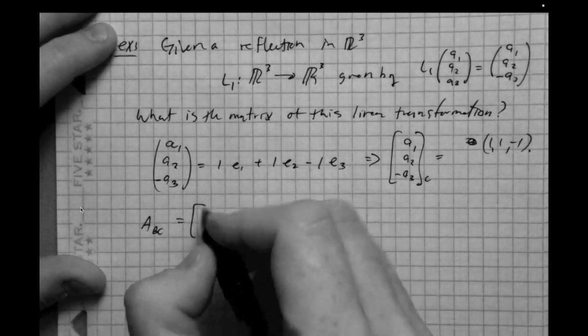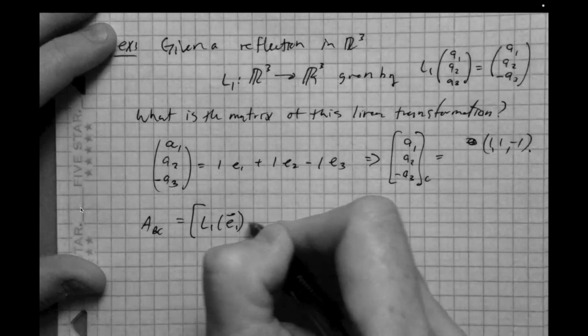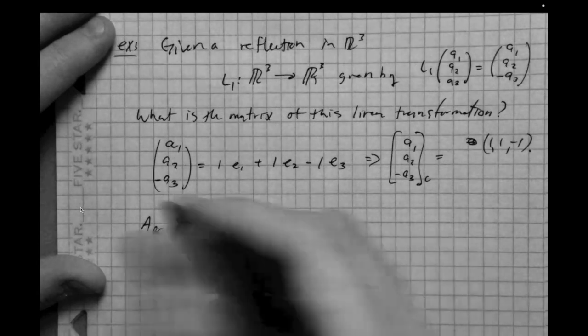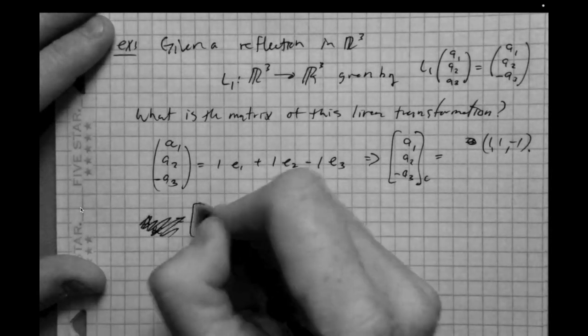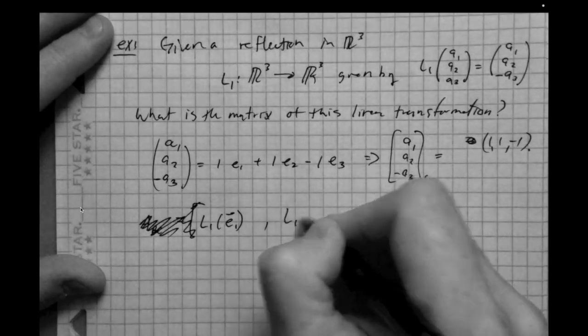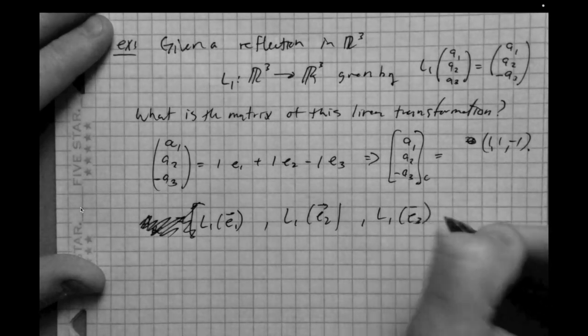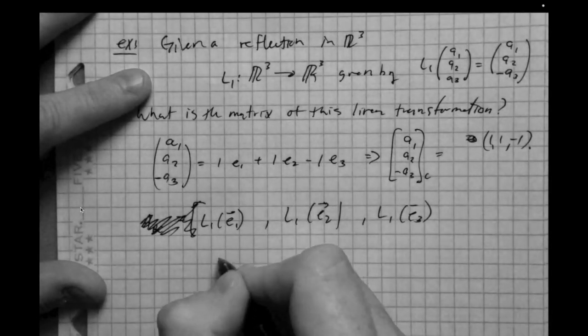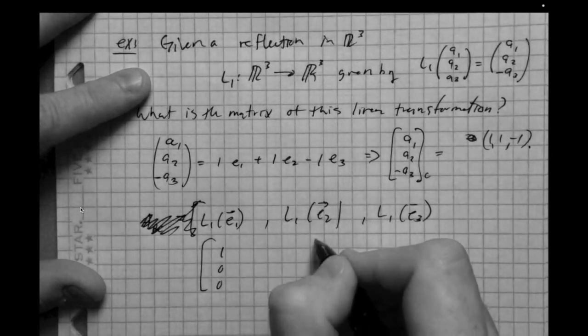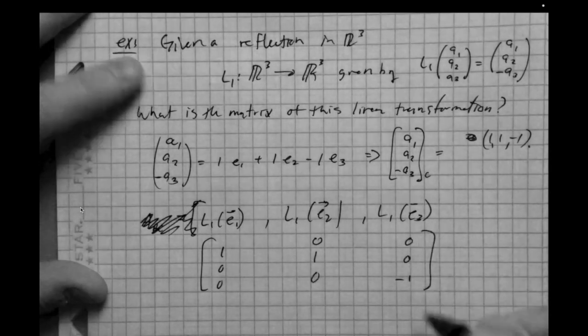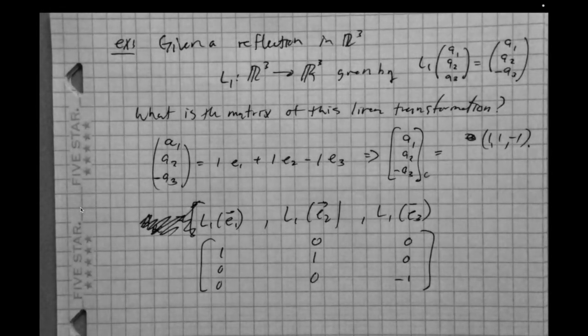If I'm looking for my A sub BC, I know that's going to be L1 of E1. Oh, sorry, this is not my A sub BC yet. So L1 of E1, L1 of E2, and L1 of E3. I know what those are: 1, 0, 0, and then 0, 1, 0, and then 0, 0, negative 1. So this gives us what we need.